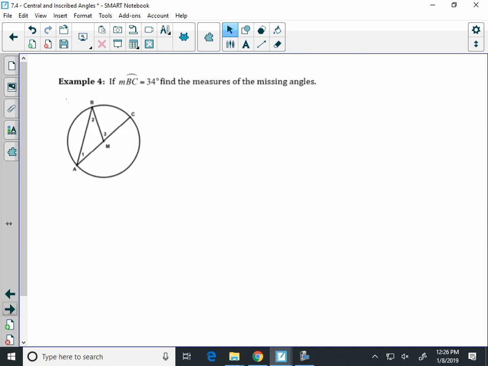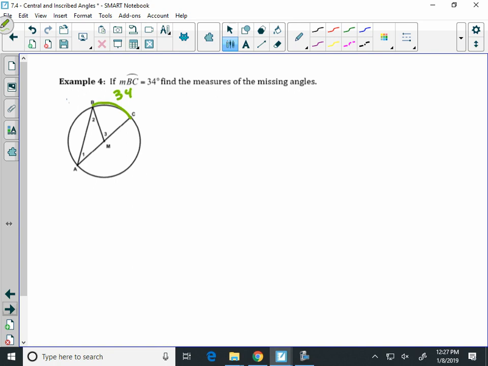Okay. If we take a look at example 4, it's saying if arc BC is 34, I'm going to mark BC and label it 34. Find the measures of the missing angles. So angle 1, 2, and 3. And we don't have to go in that order. Is there one angle we can find right off the bat without doing really any work? Okay. Yeah, what's the measure of angle 3? 34. Very good. Because 3, if we highlight it, is a central angle. And BC is its intersected arc, and we know central angles and arcs are the same.